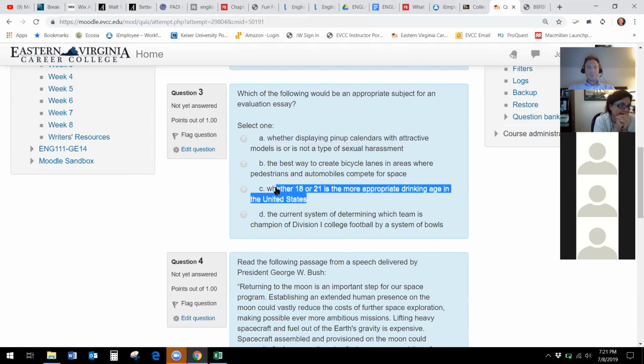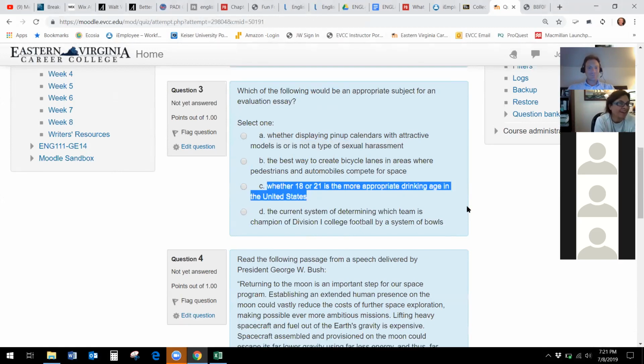Exactly. Whether 18 or 21 is the more appropriate drinking age. Here you're comparing and contrasting now. That's right. You'd be looking at what reasons for 18, what reasons for 19, for 21, and so forth, right? Which of course is kind of a crazy question in most of the world. Most of the world doesn't have a drinking age, and if they do, it's the same as legal adult.